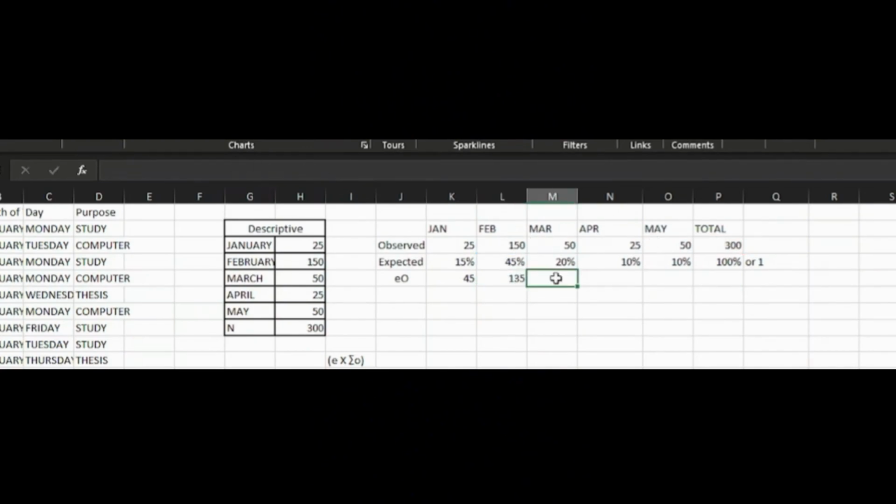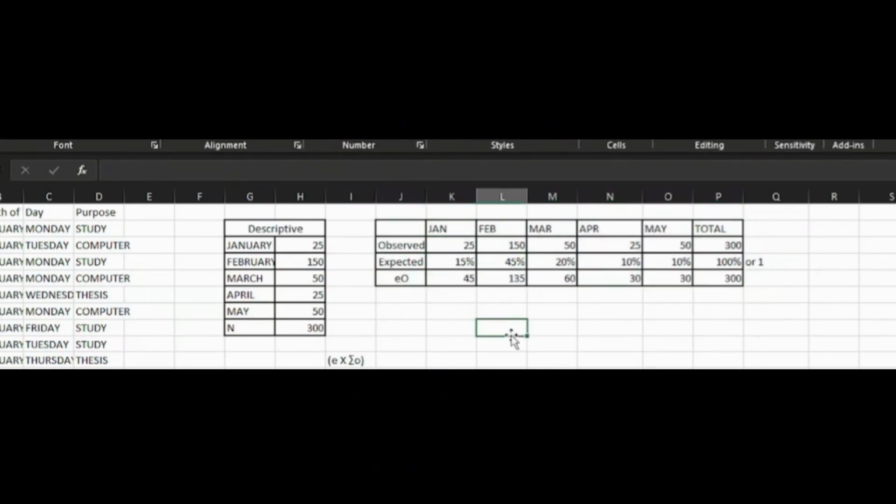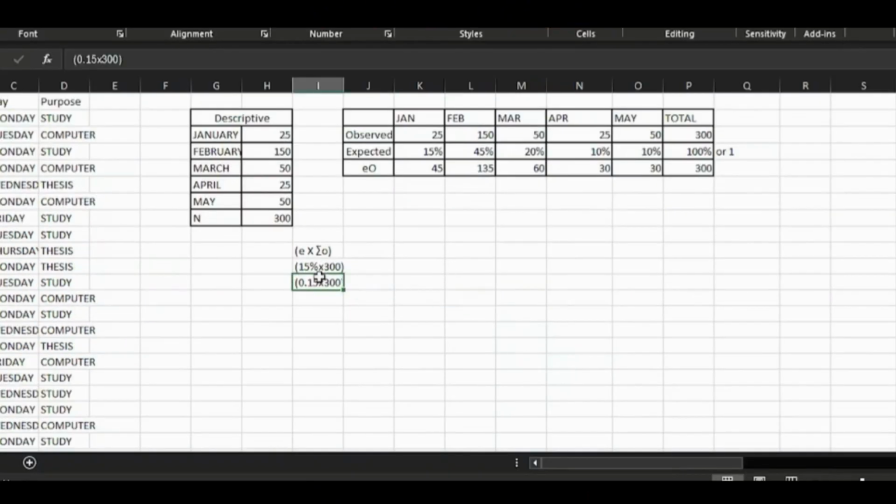Now, type equals, then parenthesis. Afterwards, select the cell containing the total number of population, then enclose with parenthesis. Repeat the process until you complete the table. Once you are done, we may now proceed in getting the chi-square value. Again, the formula is chi-squared equals the sum of (O minus E) squared over E, where O is the observed value, while E is the expected value.